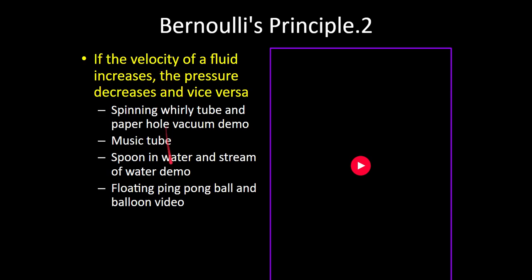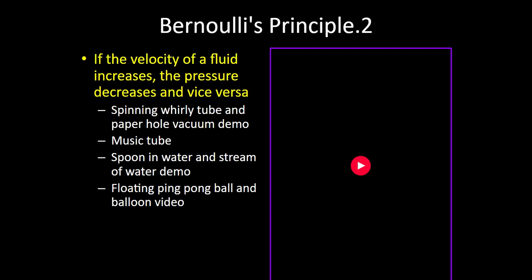Some of these are just demo slides. I'm going to describe the demos, and if you have the ability to do these, hopefully you can try them. Actually, two of these you can try. The spinning whirly tubes, you'd have to have these silly toys. They're plastic tubes, and when you spin them, they make a high pitch. What happens is the top, where you're spinning the tube, goes really fast compared to the bottom.